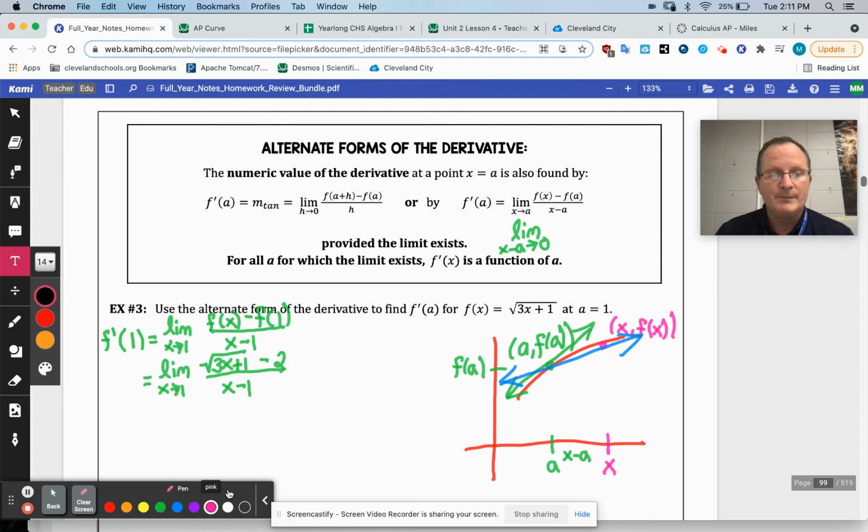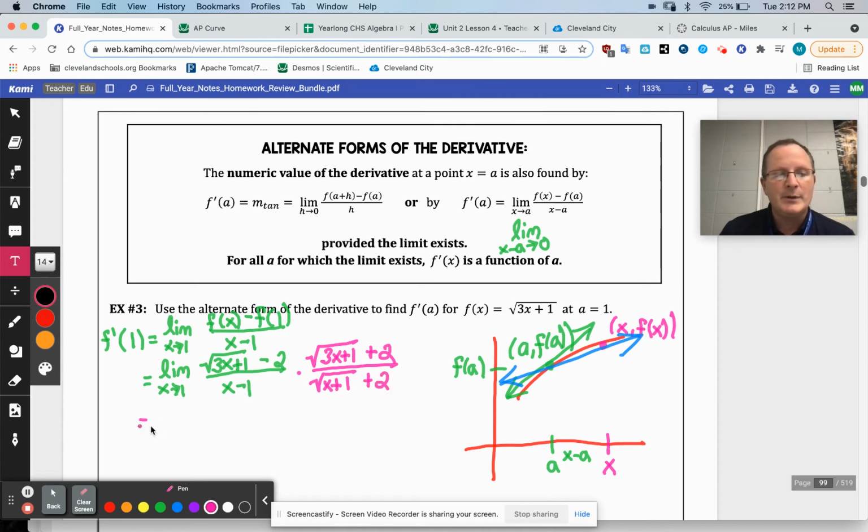Conjugate. So multiply top and bottom by the square root of 3x plus 1 plus 2. And remember, on the bottom, don't do it, because you're really hoping that the x minus 1 right there is going to cancel out. So don't actually do it. We will on top, though.